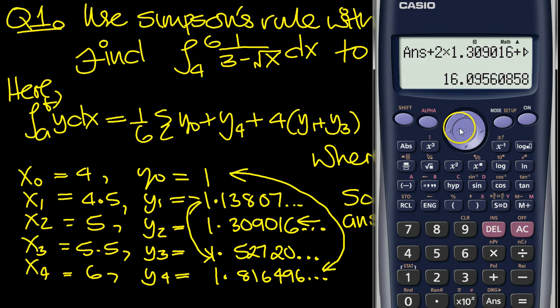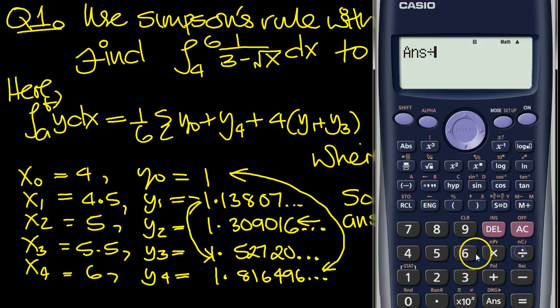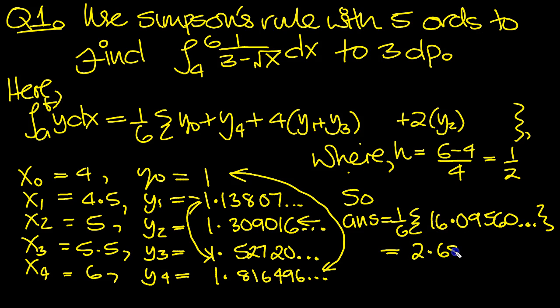We end up with 16.09560. So divide that by 6 then. Divide by 6 equals 2.683. And that was to 3 decimal places. We round off to 3dp for our final answer.